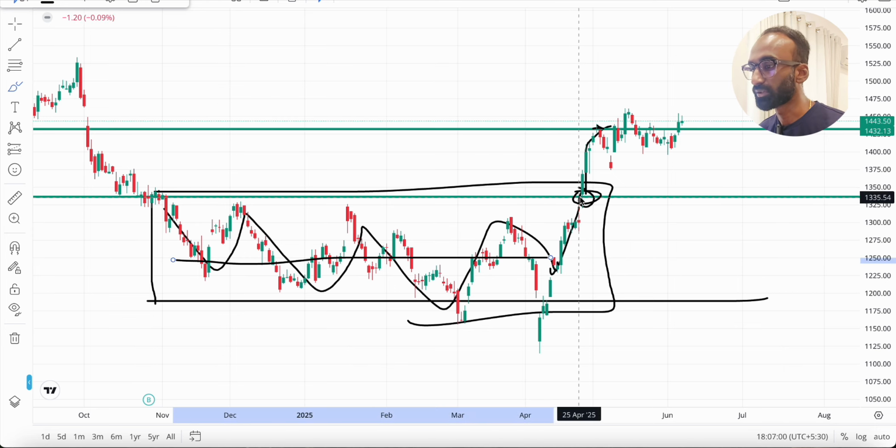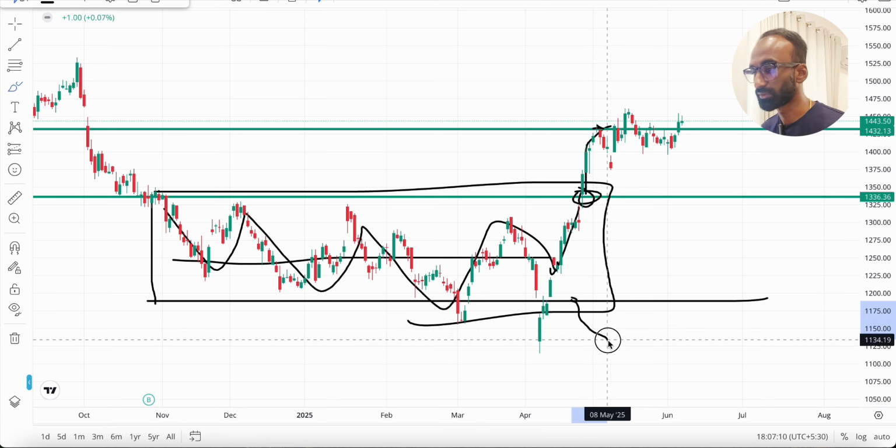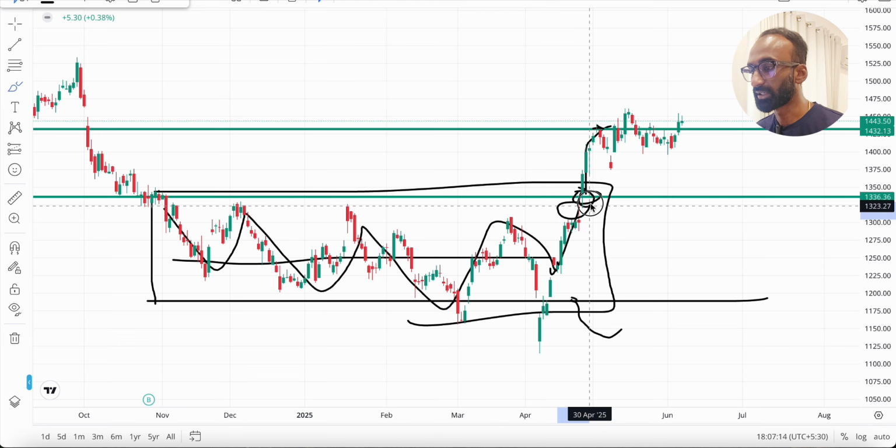Once this range gives a breakout, I thought there would be good momentum towards the upper side if it breaks out here, or if the downside breaks, then there would be good momentum towards the downside. But as you can see in this particular chart, the upper side gave a breakout and I've taken my swing entry here.